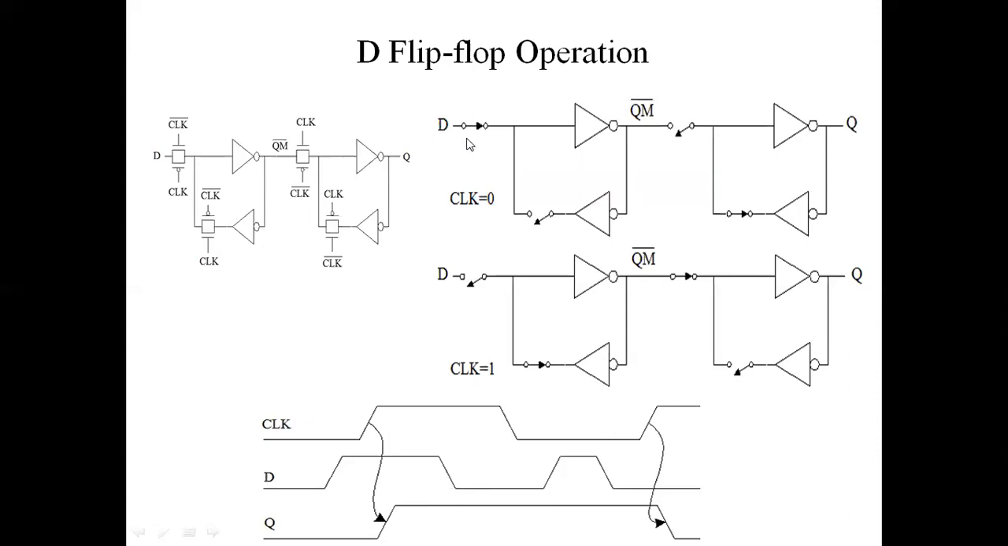How is this possible? So when the clock equals 0, what happens? This transmission gate is conducting, the switch is on, so your D value is applied to the inverter. So here at the QM bar, we are getting the inverted D. Again, this is inverted, but no switch is operated here. This switch is open. This switch is again open. So at the Q value, it is getting whatever the previous value it was holding. Okay. So this is the condition when clock was 0.